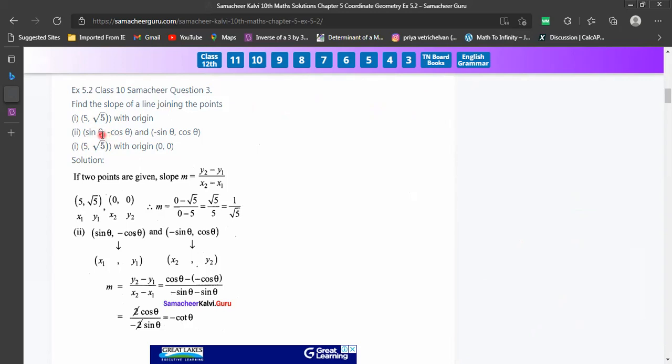The next thing, sin theta minus cos theta minus sin theta cos theta. Same method. You just have to assume this as x1, y1, and this is x2 and y2. Substitute in the same formula. Try this one, try the second subdivision and check whether you are getting minus cot theta or not.